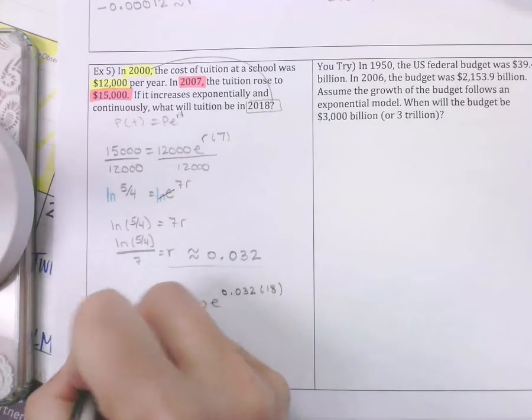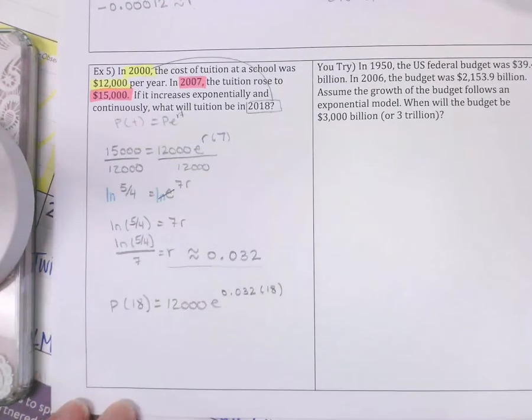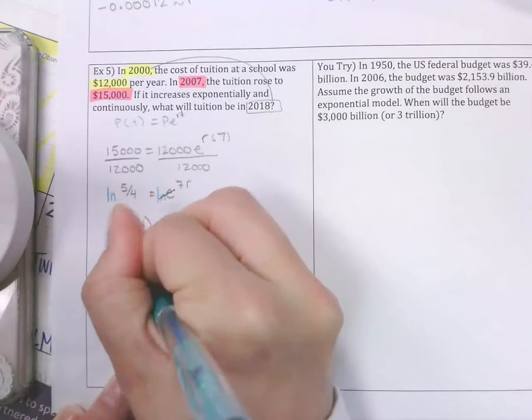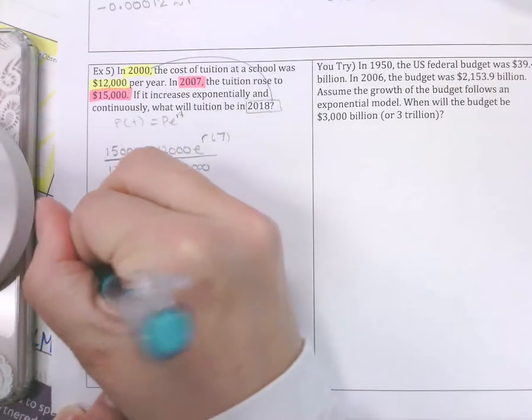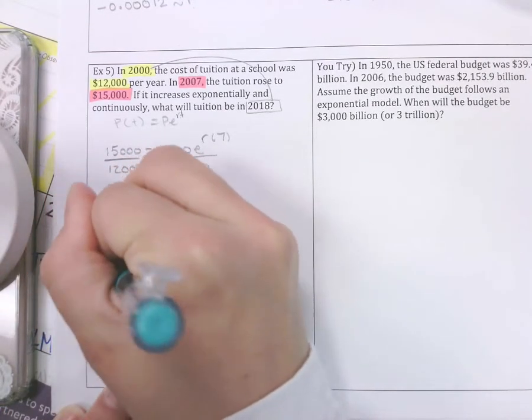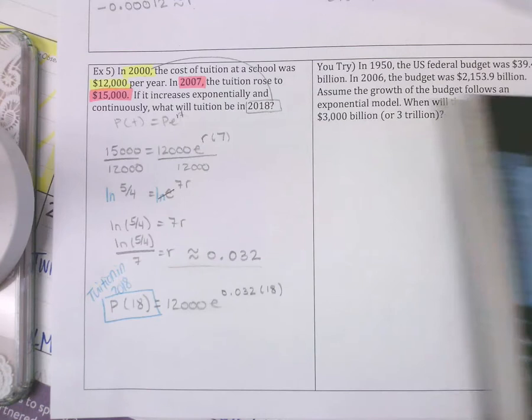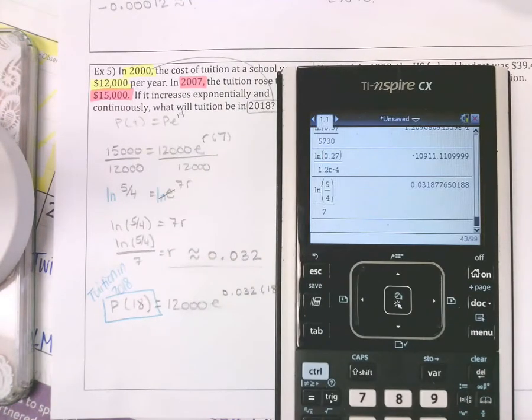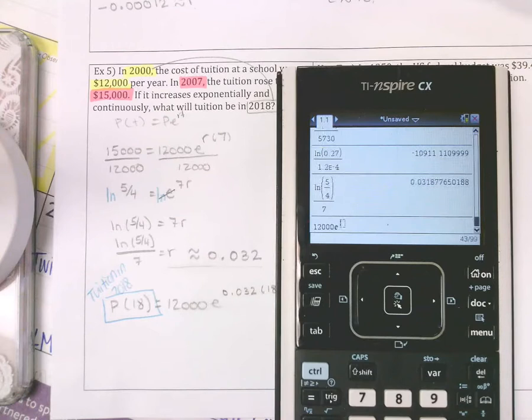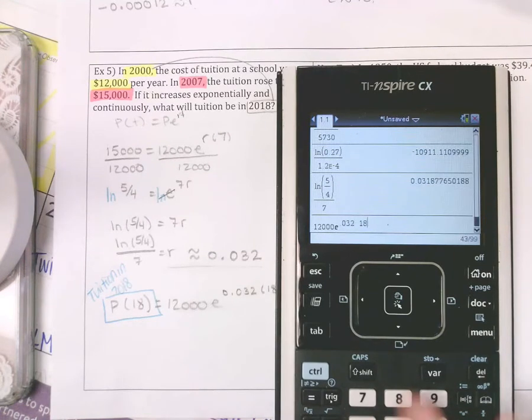And we are finding P of 18, which is what tuition will be in 2018. So this piece right here is representing tuition in 2018. Once you have an initial amount, you can't change it, because this model only works with the initial amount, 12,000. So we got 12,000 e to the 0.032 times 18.